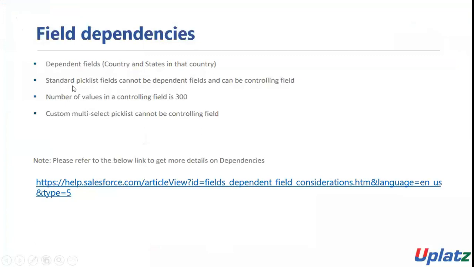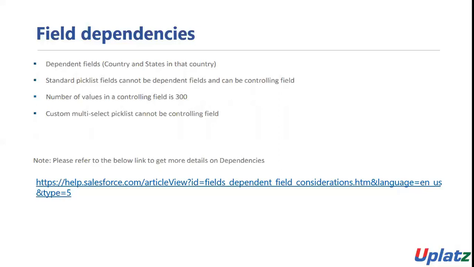Field dependency. We have seen field dependencies in action. Dependent fields, country and state in that country. And we have seen the example of states and city. Standard picklist fields cannot be dependent fields and can be controlling field. Standard picklist fields are those fields that we are not creating. It's already created. In some of the sObjects, you will see the picklist fields are already created.